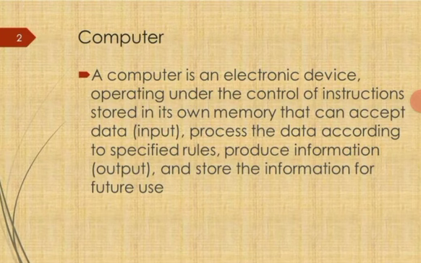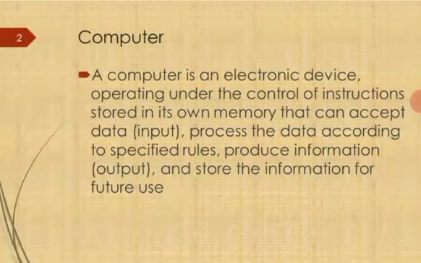So basically, a computer is an electronic device. It operates under the control of instructions given to it, and it can accept data and then process that data according to specified rules, and then produce useful information, and it can also store that information for future use. That's the definition of a computer in a nutshell.